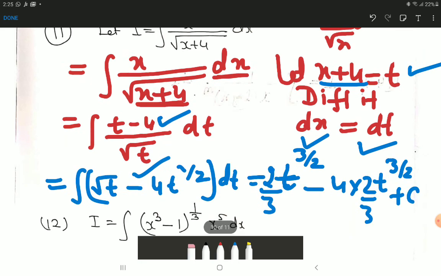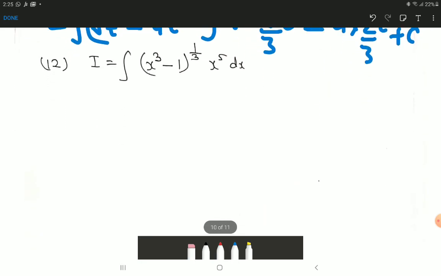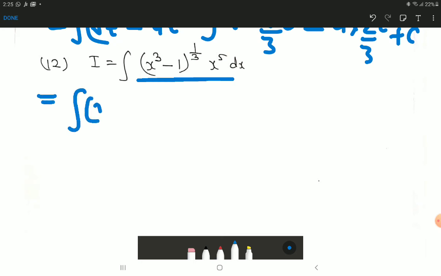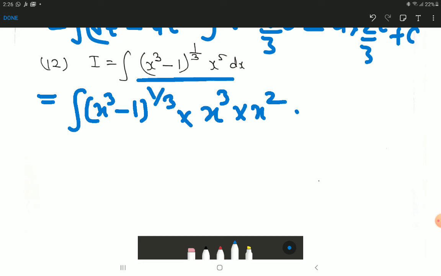Taking one more question here. You see here. Try to recognize the function and its derivative. If you notice it minutely, you can see that it can be written as x cube minus 1 whole power 1 by 3 into x raised to the power 5, meaning x cube into x square. How to know that x raised to 5 is to be factorized? You see, it comes by practice.